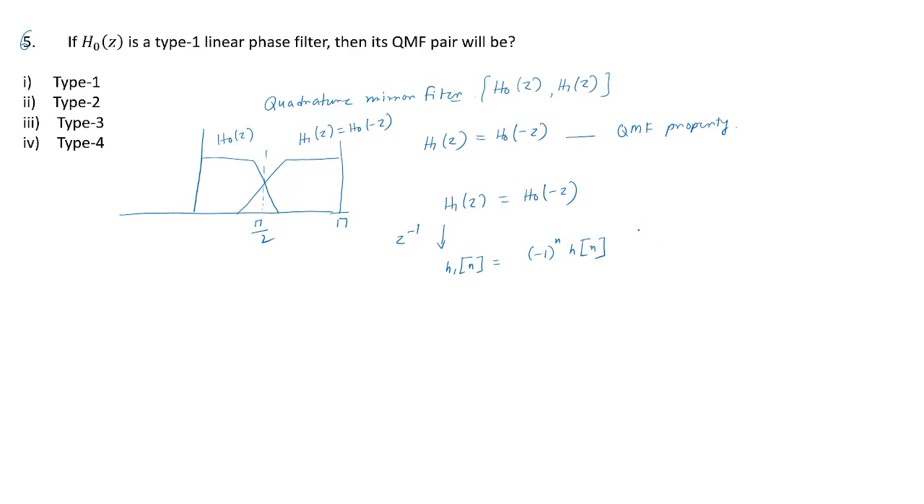This is a basic Z transform property. So you obtain your new impulse response, that is the QMF pair of H0. The filter H1 impulse response is related to the impulse response of H0(n) as follows.